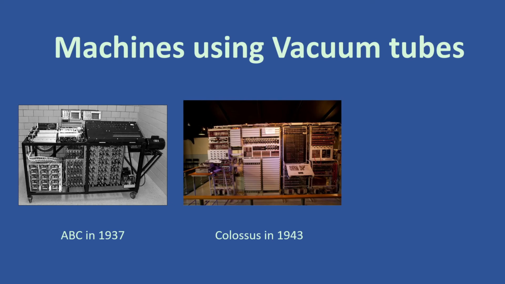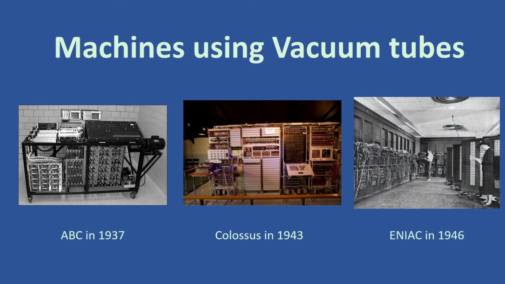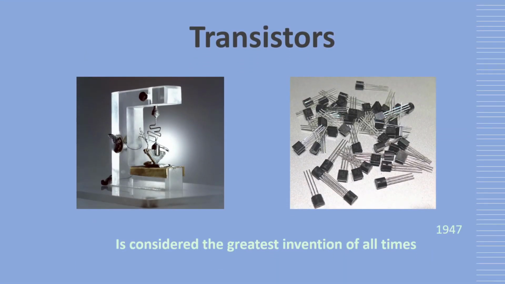In 1946, the Electrical Numerical Integrator and Computer, or the ENIAC, was completed. It had around 18,000 vacuum tubes and was very large in size. Vacuum tubes were a huge improvement over relays, but they would burn out and had to be replaced. Thus, in 1947, the first transistor was invented. This accelerated the advancement of modern computers, and to this day is considered to be the greatest invention of all times.